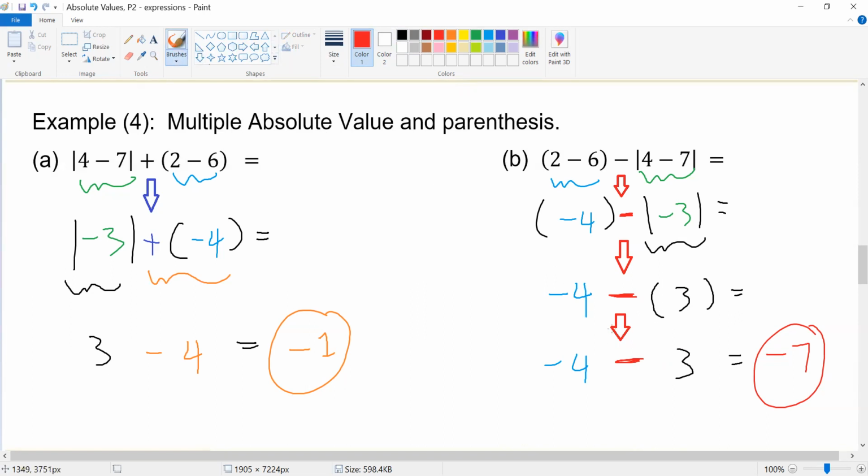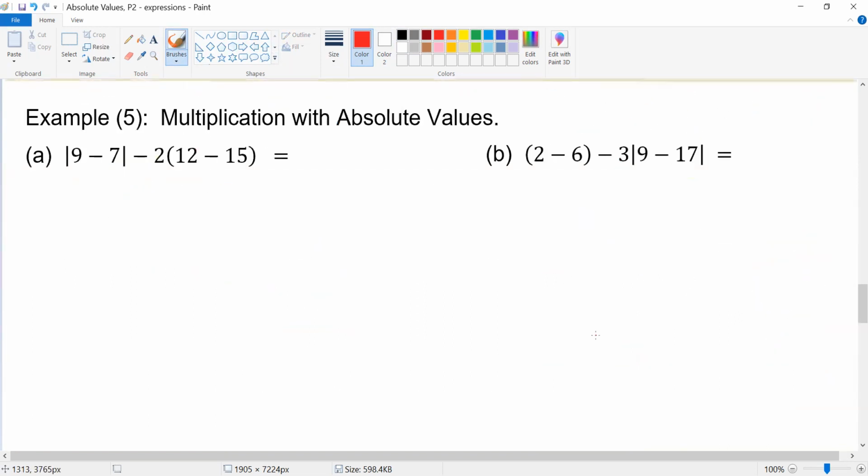And so this is the end of our fourth example. Moving on to our fifth example. So what's going on in this one? In this problem, we're going to throw everything in. We're going to have multiplications with absolute values and parentheses. So let's check out the first part, part A.